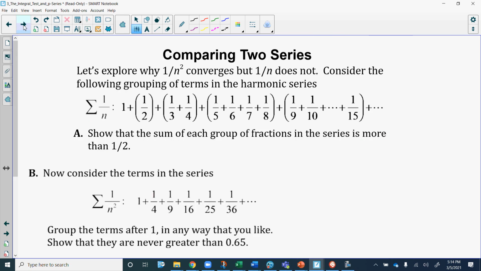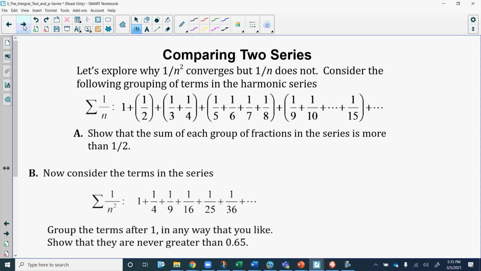Now here, what we're looking at is asking us to do a comparison, and really this is going to be kind of a proof for why something is going to converge in one case but not converge in another case. And this is really talking about the harmonic series. Why does the harmonic series 1 over n diverge when 1 over n squared converges? So let's take a look here. Let's explore why 1 over n squared converges, but 1 over n does not.